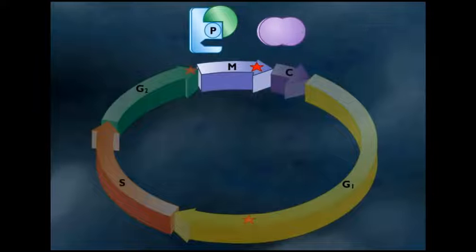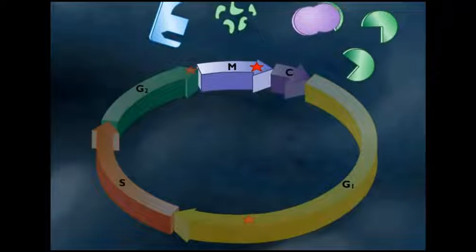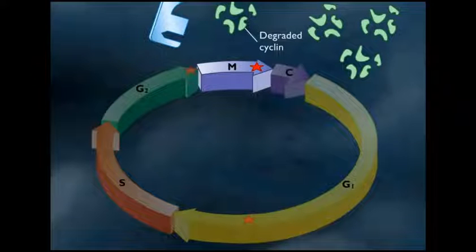As mitosis proceeds to the end of metaphase, CDK levels stay relatively constant, but G2 cyclin is degraded, causing progressively less MPF to be available and initiating the events that end mitosis. After mitosis, the gradual accumulation of new cyclins starts the next turn of the cell cycle.